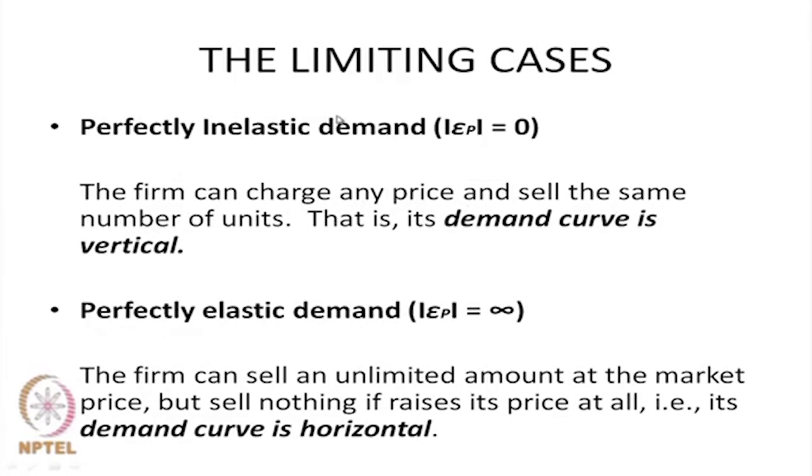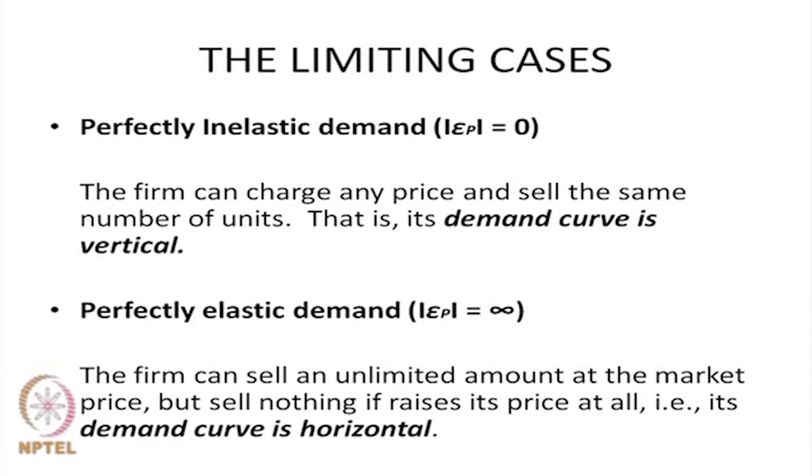Now, let us take the limiting cases. Two cases are there. One is the demand is perfectly inelastic, and the other case is that the demand is perfectly elastic. In a perfectly inelastic demand case, the mod value of epsilon p is taken as equal to 0, whereas in case of perfectly elastic demand, the mod value of epsilon p is taken as infinity. Now, when we say that the demand is perfectly inelastic, it means that the firm can change any price and sell the same number of units.